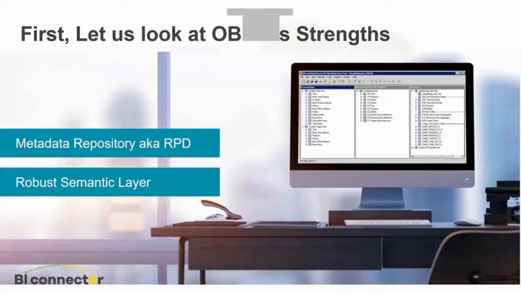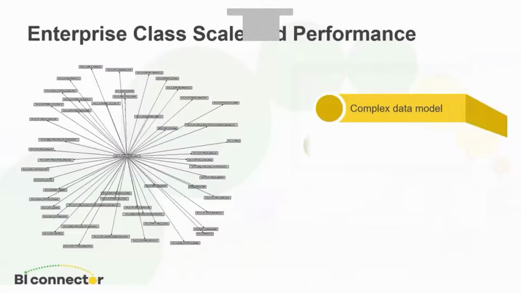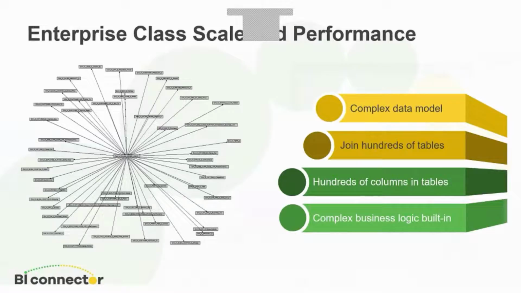The biggest strength of OBIEE is its metadata repository, or RPD. It has a robust semantic layer that allows organizations to build their business models and deliver to a large set of users. So you're able to build complex data models consisting of joins of hundreds of tables, and each table can have hundreds of columns. You can pretty much build all your business logic into it and provide the scale and performance needed for large organizations.